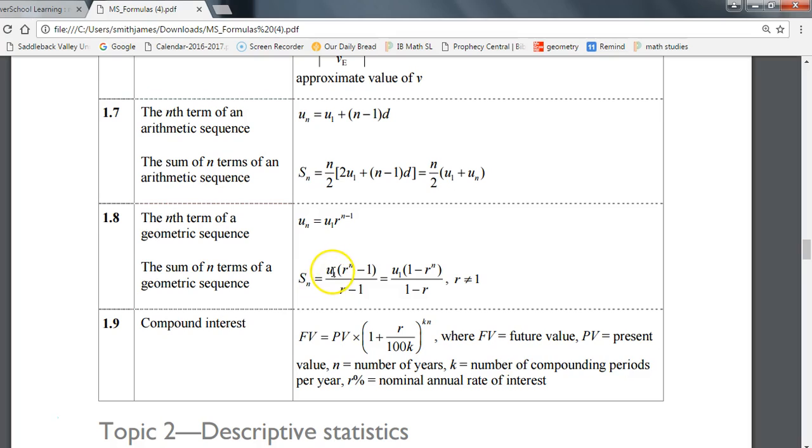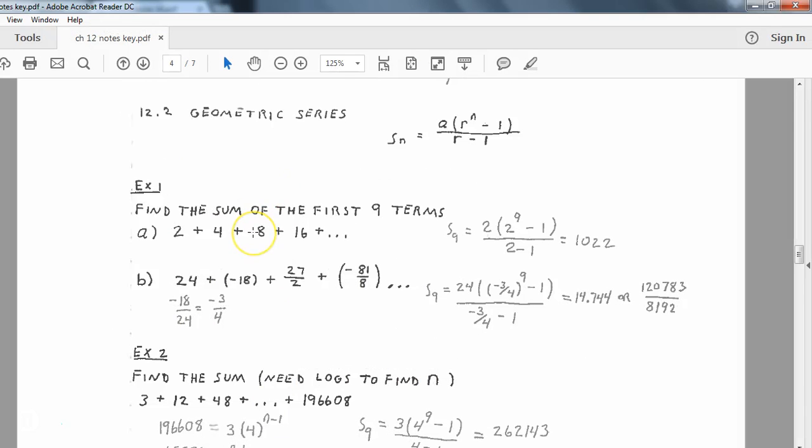U1 we know is the first term in the sequence. R is the common ratio. N is the number of terms that we are adding. And those are the only 3 pieces we would need to know in order to find the sum. So taking a look at a couple examples here.